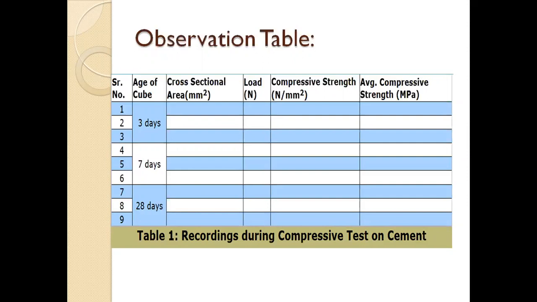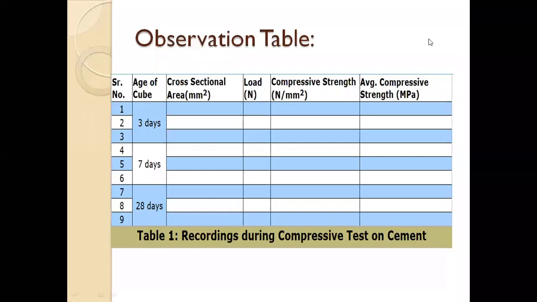Load is taken in Newton. Compressive strength is equal to load upon area, P upon A, that is Newton per mm square. Average strength: 3 cubes are tested for each day, and the average of the 3 is taken as the average compressive strength, Newton per mm square, for 3 days, for 7 days, for 28 days. So it is about the compressive strength procedure and observation.